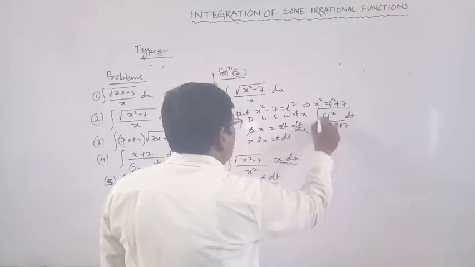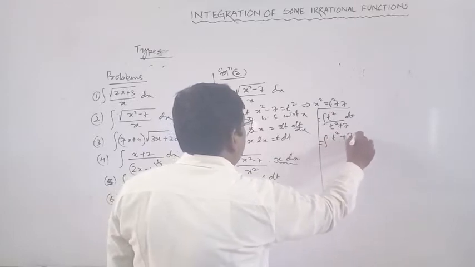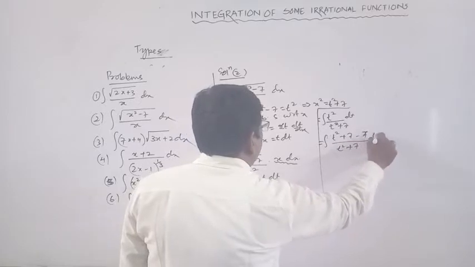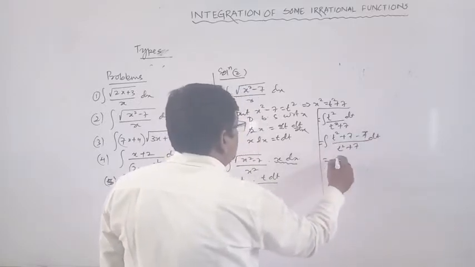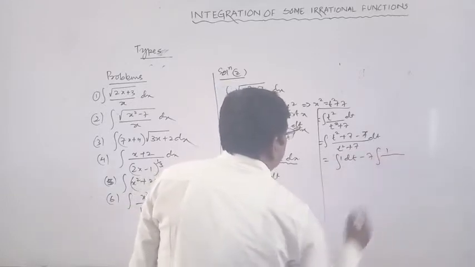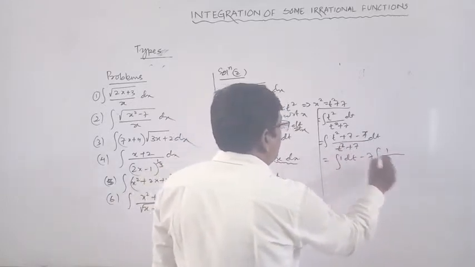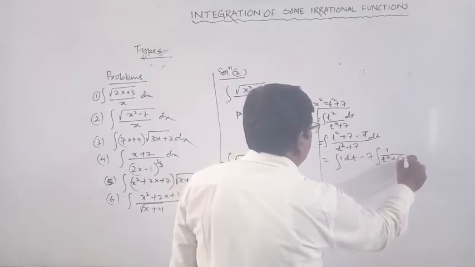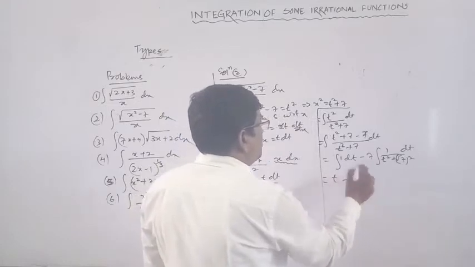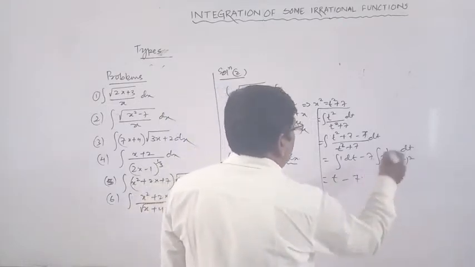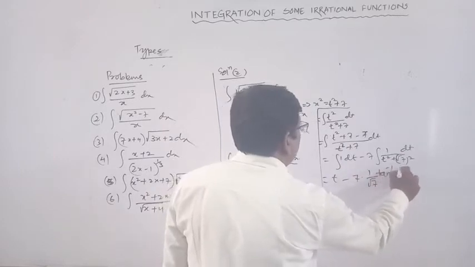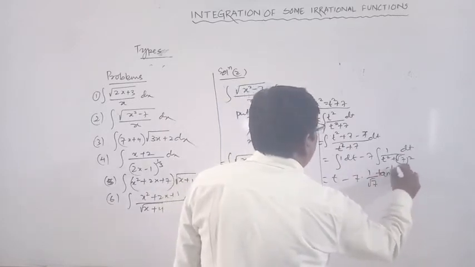So this is equal to the integral of (t² + 7 − 7) / (t² + 7) dt. Splitting it, this is the integral of 1 dt minus 7 into 1 by t² plus (√7)² into dt. So this is t minus 7 into the x² plus a² formula, 1 by √7 tan inverse t by √7 plus c.